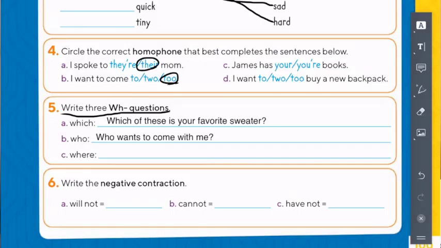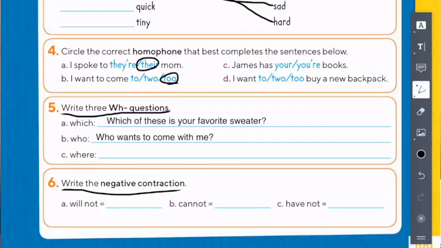Finish? Excellent. And we arrived at the last activity. Super easy. Let's read together. Write the negative contraction. What is the negative contraction of will not? You know what? This part, you don't need my help because you already know the answers, all right? So finish A, B, and C on activity number 6, and that's it, right? So what do you think? The activity of today was super easy, right?